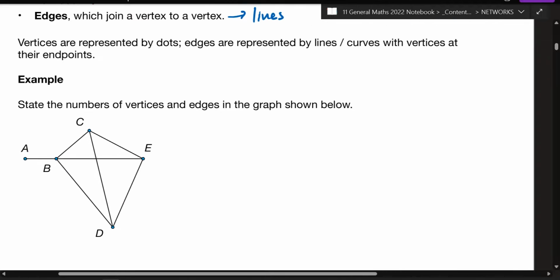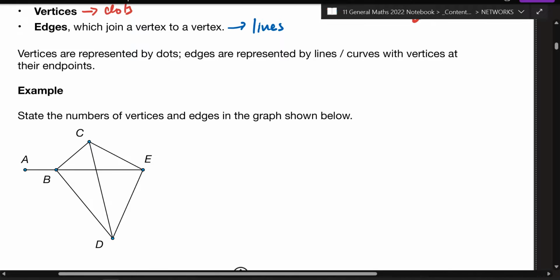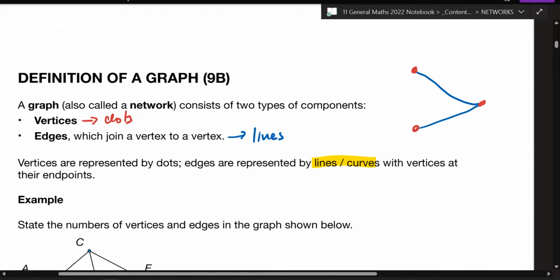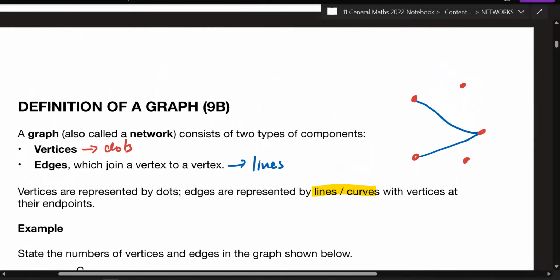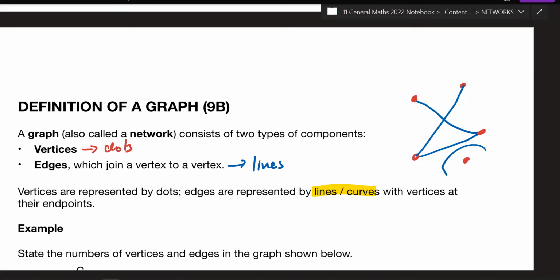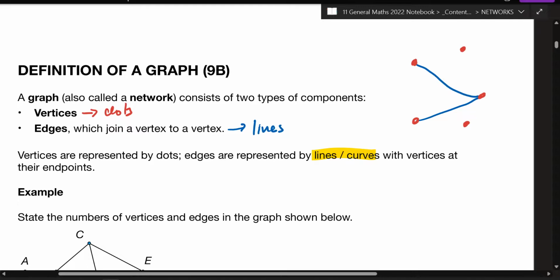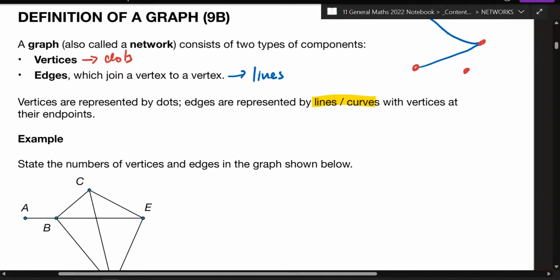Sometimes, as it says here, you might have a curved line. It doesn't have to be straight. And you might also find in some graphs, if people are a bit crazy, crossed edges like that. Or some graphs can be disconnected, like that vertex there. So keep that in mind when you do these sort of questions. Vertices are dots, edges are lines.